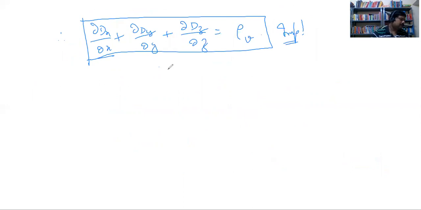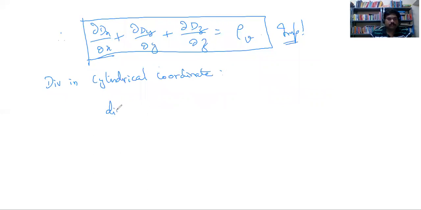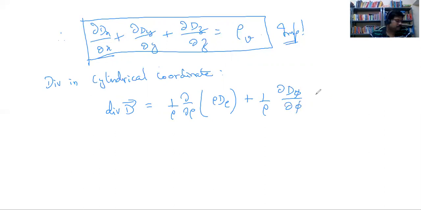Now we saw divergence in rectangular coordinate system. So divergence in cylindrical coordinate. Divergence of D is nothing but 1 by rho dou by dou rho of rho D rho plus 1 by rho dou D phi by dou phi plus dou Dz by dou z.